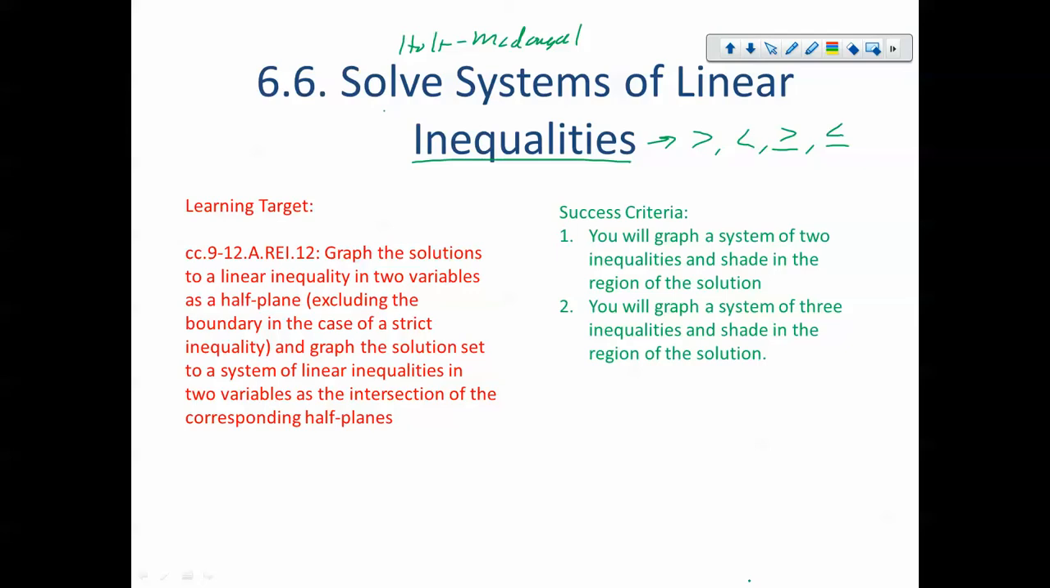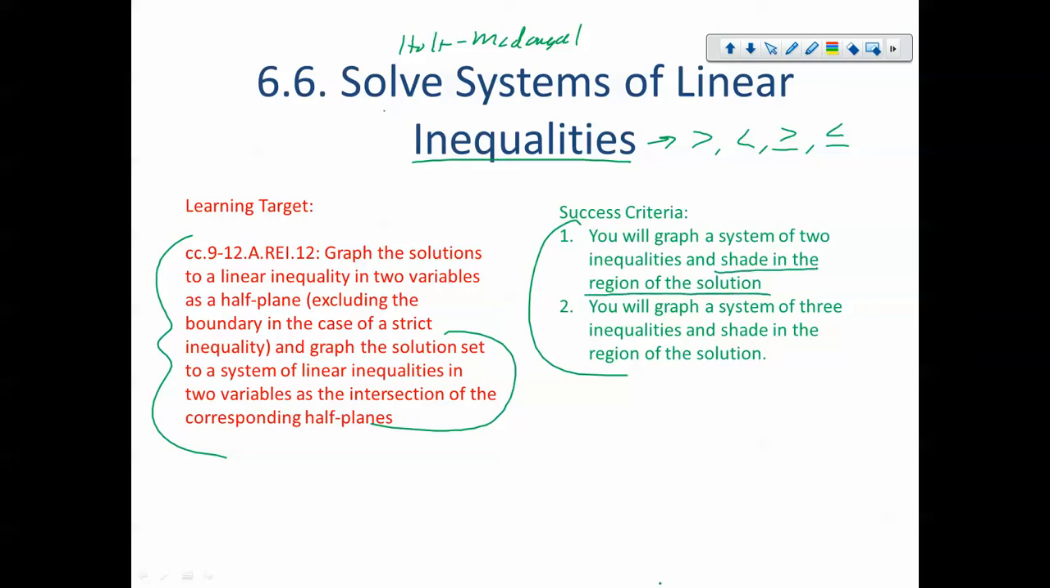And you might notice that the learning target actually changed. There's a different Common Core standard for this one because it has to do with inequalities. We're focused on this bottom part here: graphing the solution set to a system of linear inequalities in two variables as the intersection of the corresponding half planes. In plain English, what that means is we're going to be graphing systems of two inequalities and shading in the region of the solution.